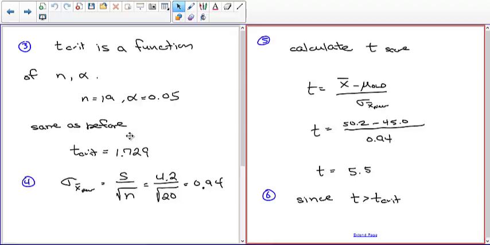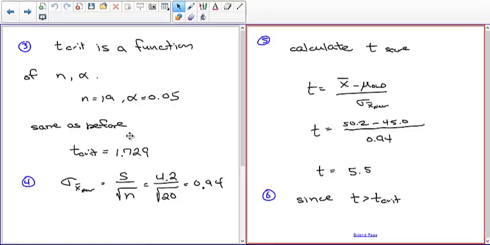So that's the critical t method. The only thing we had to do differently was use a different number in the same table to get us to the same place. We still calculated the critical t-score. This was the only new thing: we calculated a t-score instead of a confidence interval. And then we compared the two and made our decision based on that.